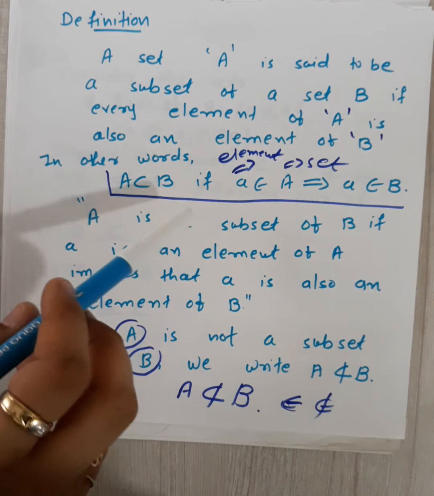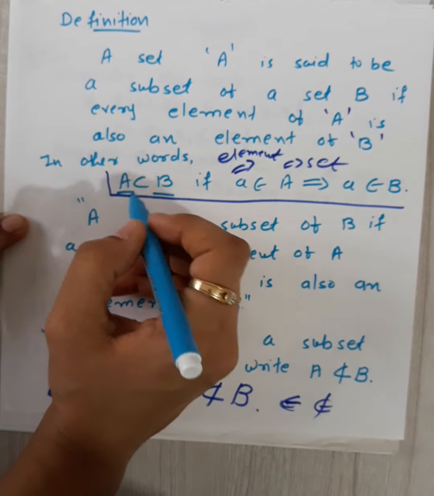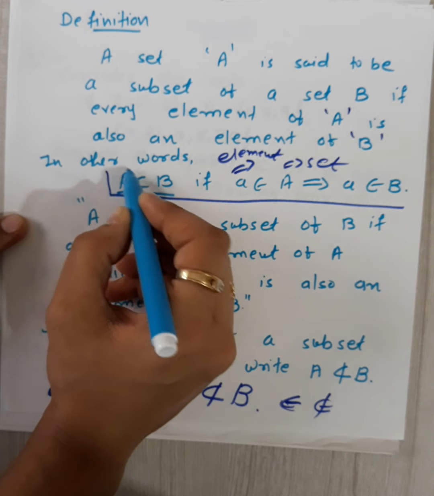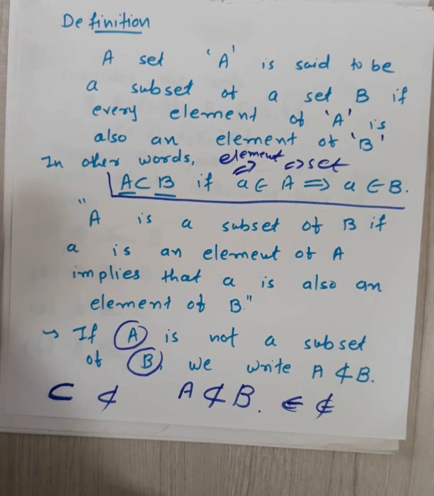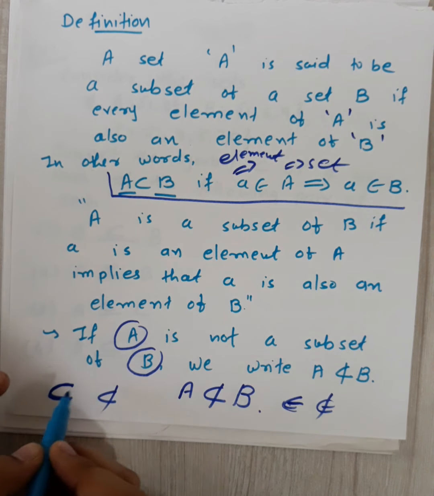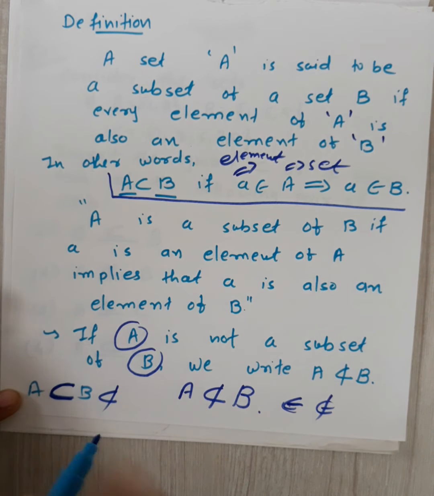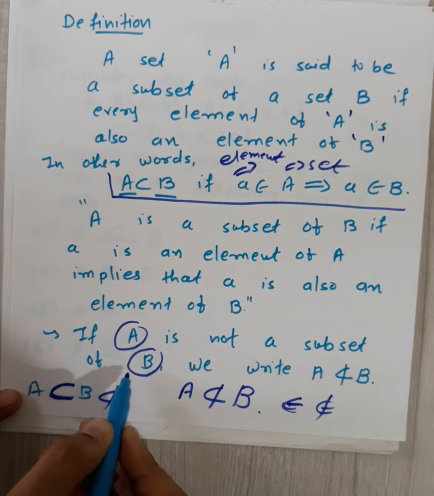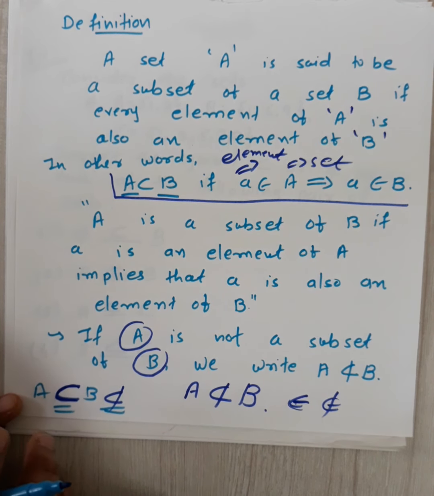So if we write A subset B, what does it mean? That all the elements of A are in B. And how can we denote it? This is the symbol of "is a subset of": A is a subset of B. And if we have to denote "not a subset", we just put a cut on it. So this is how we denote "is a subset of" and "is not a subset of".